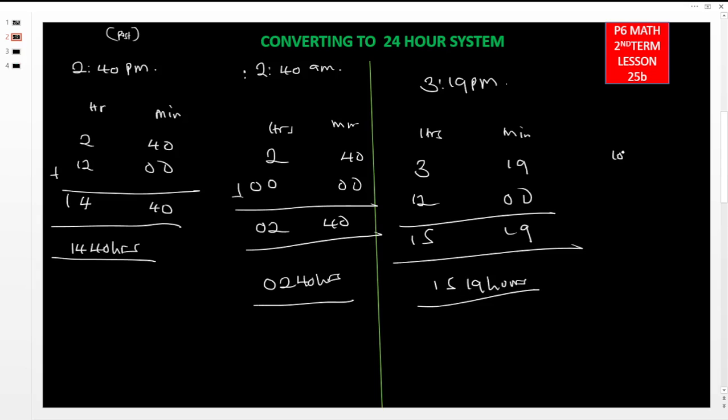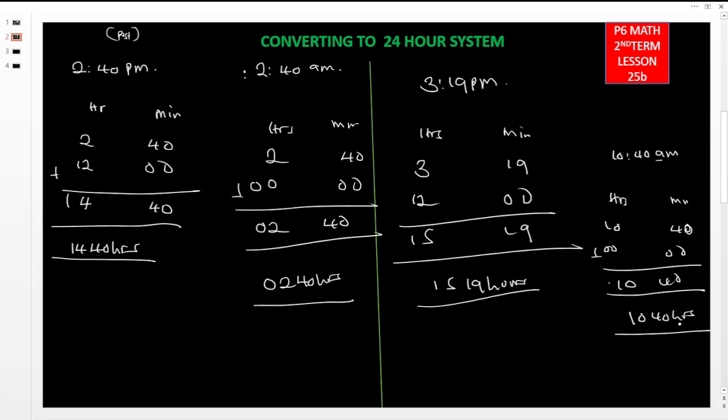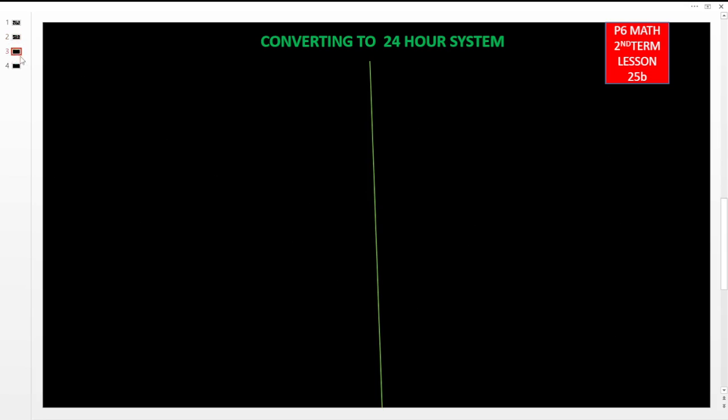Now if they give us 10:40 AM, now this is AM, we are going to add 00, so hours here and the minutes, meaning that this one is in the first half. We have not completed the first half, so we are adding 00 here and 00 here. When we add, we get 40, then 10. So we have 10:40 hours. So that is that. Let me hope that you've understood changing from 12 to 24-hour clock system. Are we there?